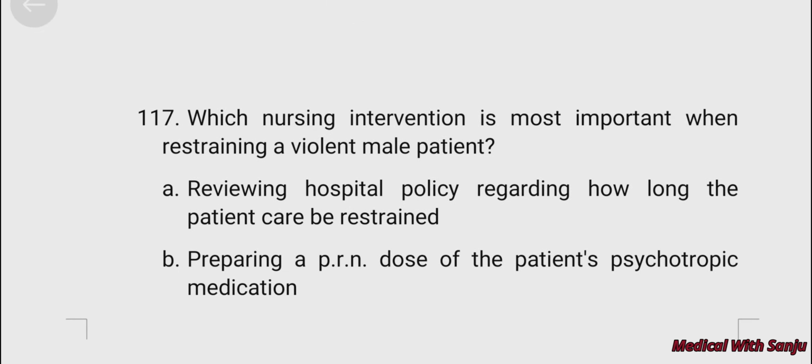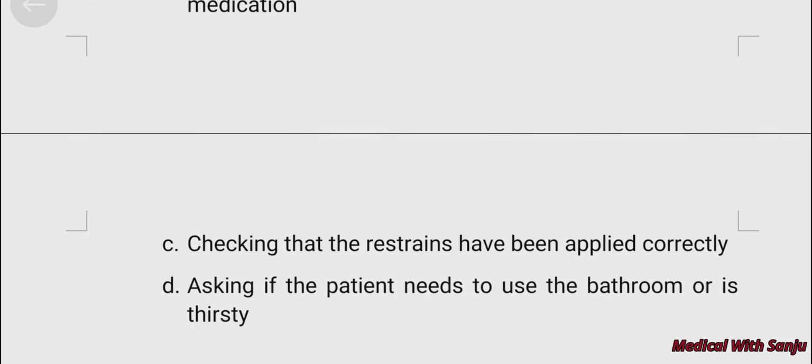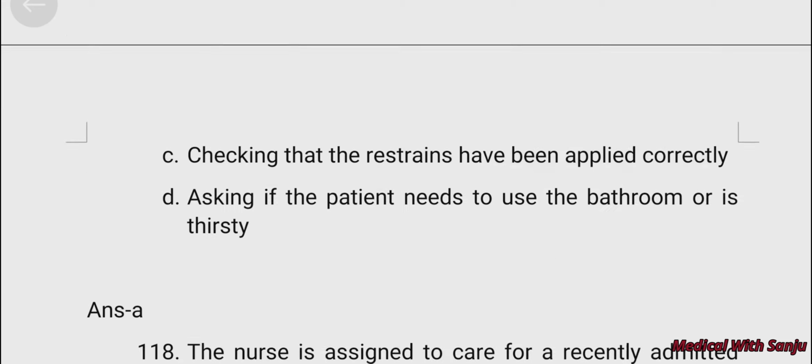Question 117. Which nursing intervention is the most important when restraining a violent male patient? Option A. Reviewing hospital policy regarding how long the patient can be restrained. Option B. Preparing PRN doses of the patient's psychotropic medication. Option C. Checking that the restraint has been applied correctly. And option D. Asking if the patient needs to use the bathroom or is thirsty. The right answer is option A.